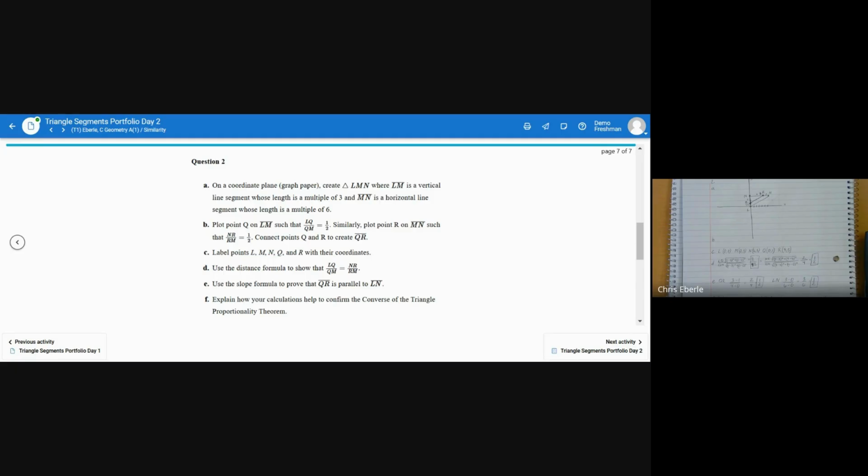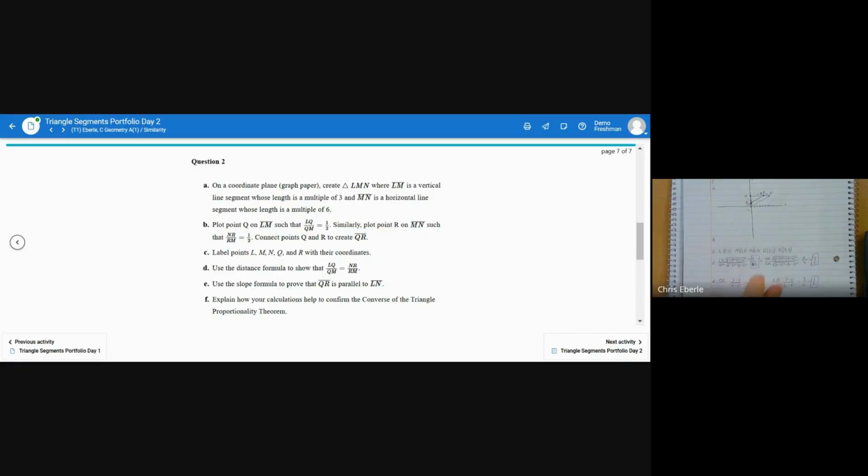Okay, so let's get back to this one here. Last problem, number 2. It says on the coordinate plane, so we are going to graph again. And again, they are very specific about the instructions for this particular triangle. So they want LM to be a vertical line. So L to M is vertical. And then they want M to N to be a horizontal line.